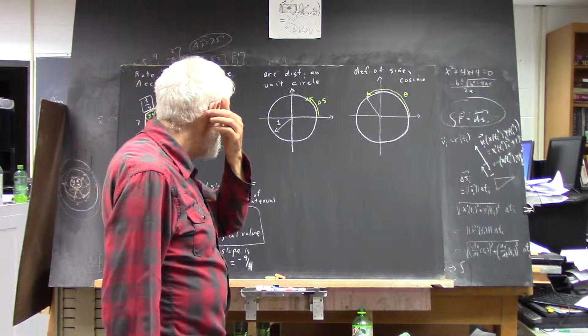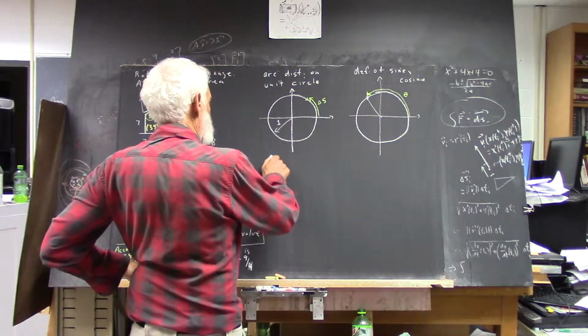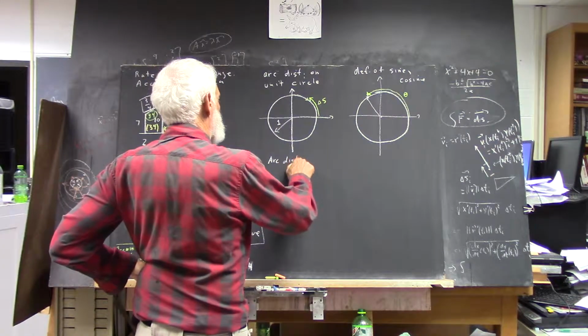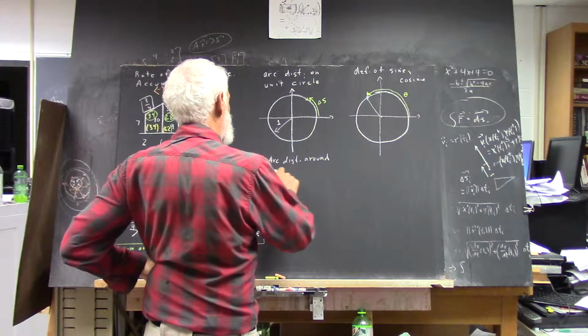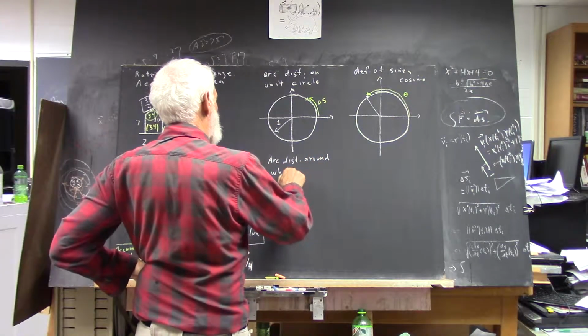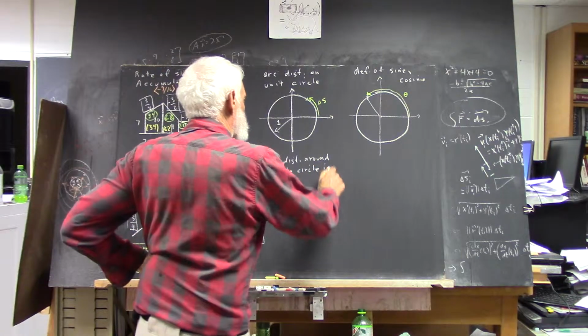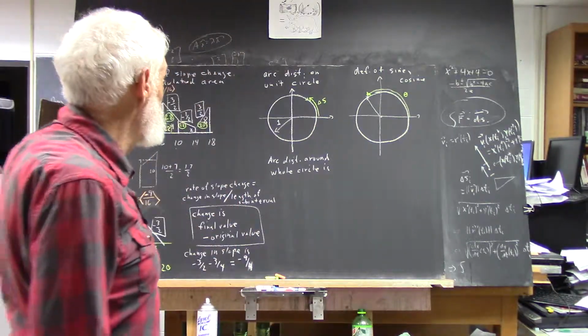Okay, so let's just figure this out step by step. Arc distance. What's the arc distance around the whole circle? Now this is a unit circle.